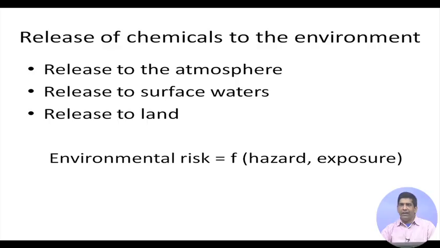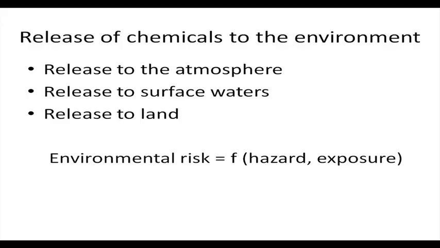And how does this involuntary exposure come about? Because of the release of chemicals to the environment: release to the atmosphere, release to surface water, release to land. And when we talk about environmental risk, it is a function of hazard and exposure. If you write a mathematical equation for environmental risk, hazard and exposure are your two variables. So if a chemical has a very high hazard potential, but the exposure level is very low, you may have less environmental risk.